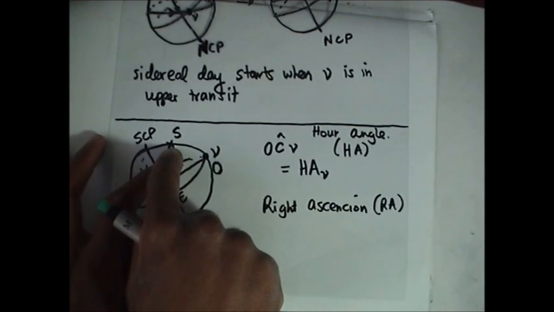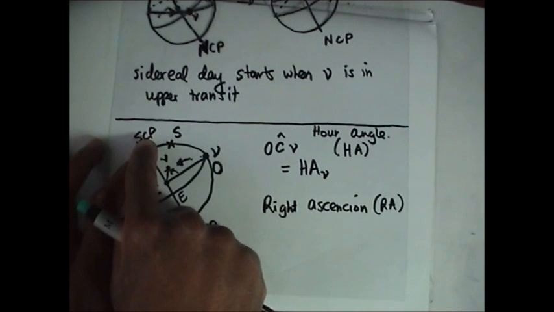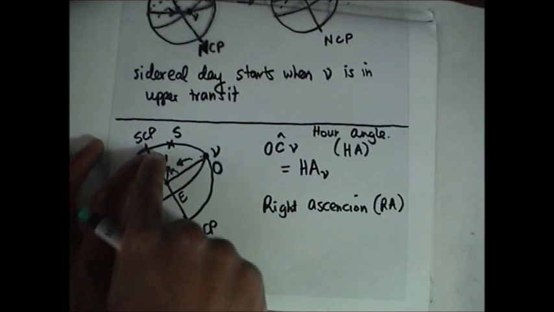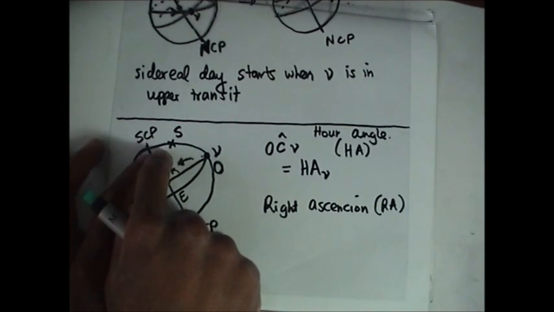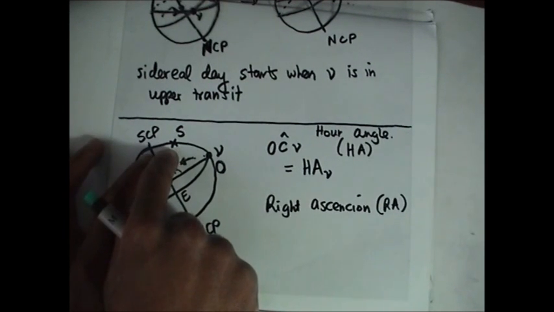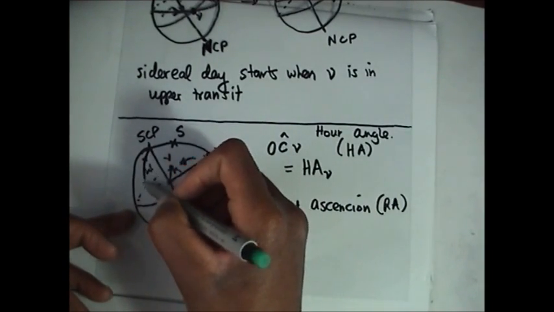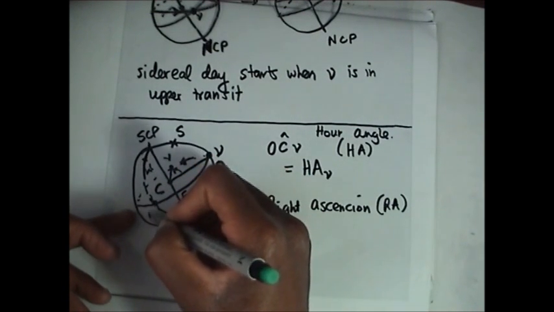But let's see, this is the observer's meridian, yes, but it is also an hour circle, because it is the one that is connecting the south celestial pole, the star and the north celestial pole. We are lucky now because the celestial meridian is coinciding with the hour circle. Why are they coinciding? Because the star is now in upper transit. If the star was here, our hour circle was going to be like this, and our M would have been there.